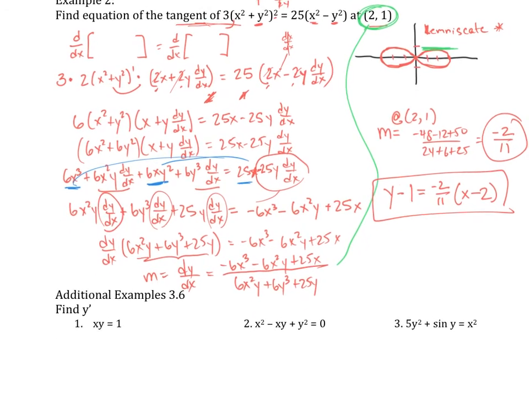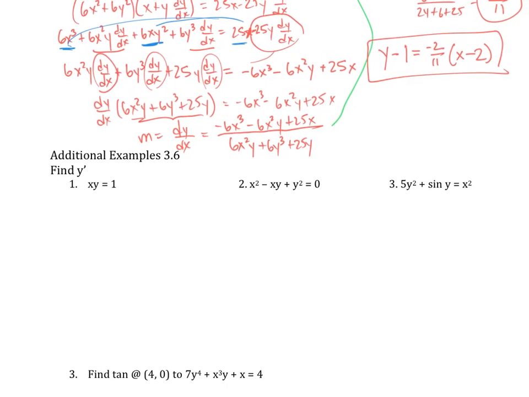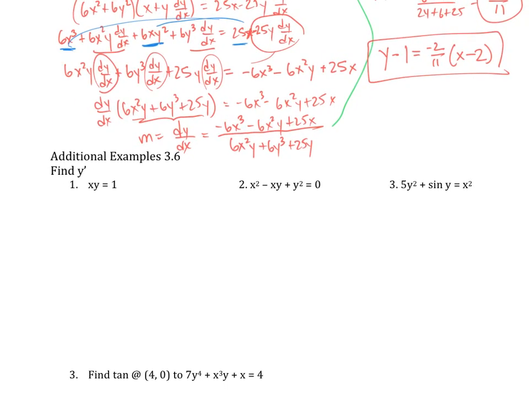That was pretty crazy. That's kind of intense. Okay, here are some additional examples. We're going to find y prime. So let's go through and do that. And let's just pick another color here. Let's just go with another one.